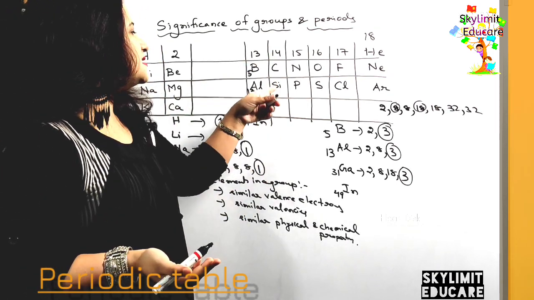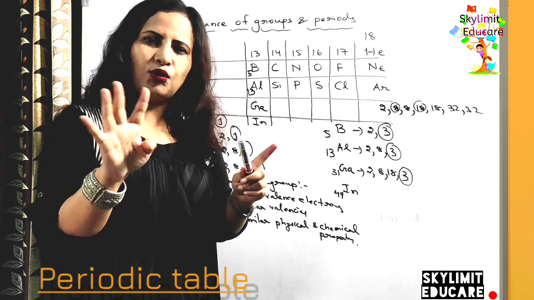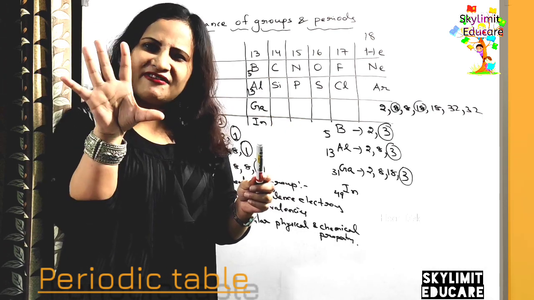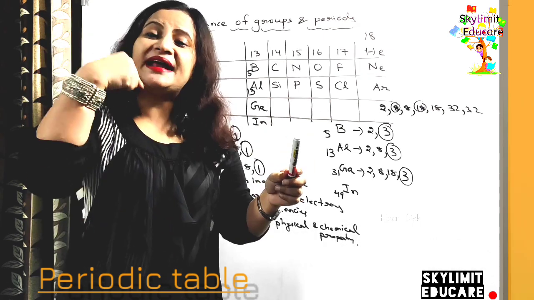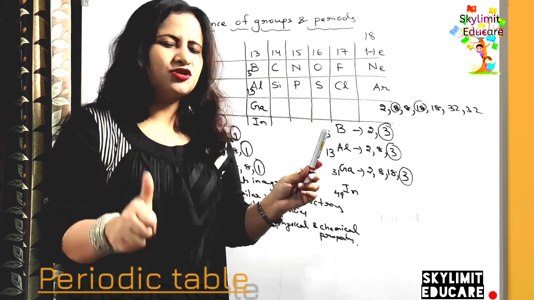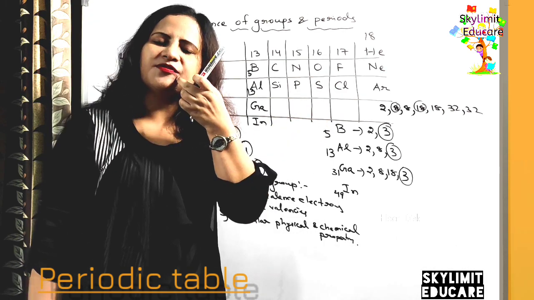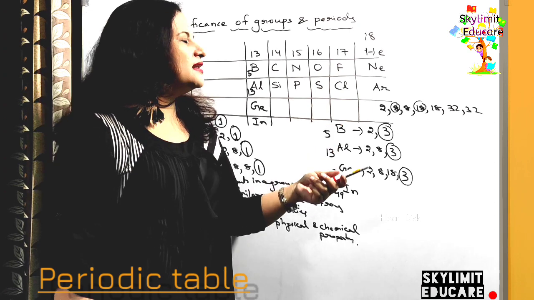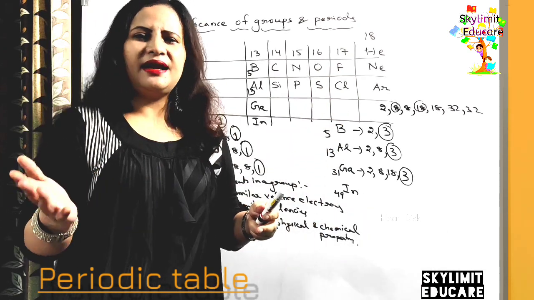What is the number of valence electrons in group 14? 14 minus 10, 4. What is the number of valence electrons in group 15? 15 minus 10, 5 valence electrons. What is the number of valence electrons in group 16? 16 minus 10, okay, 6 electrons. What about group 17? You subtract 17 minus 10, that is 7. And what about group 18? 18 minus 10, 8. Okay.